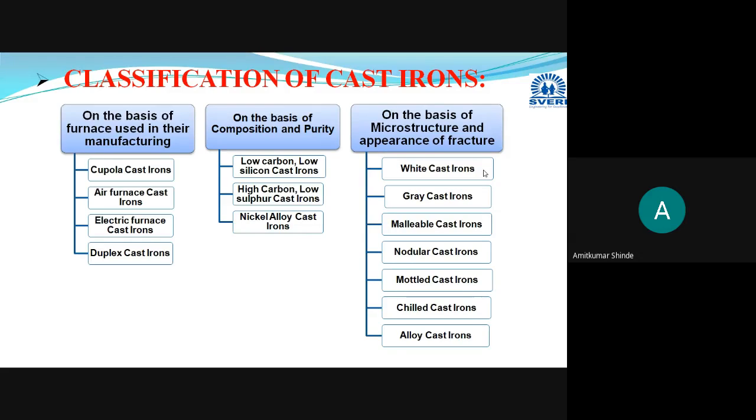I will show you the microstructure diagrams in the next lecture. I have not taken those photos. I will collect them and show you the microstructure for each type in the next lecture. Just try to understand this.